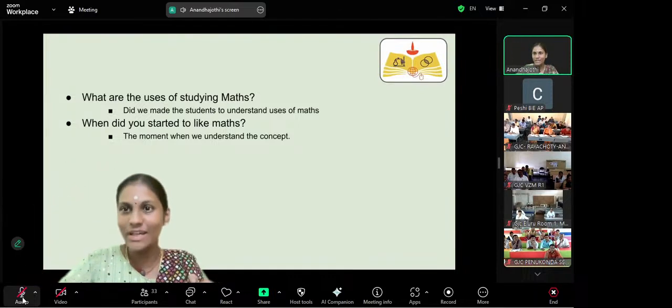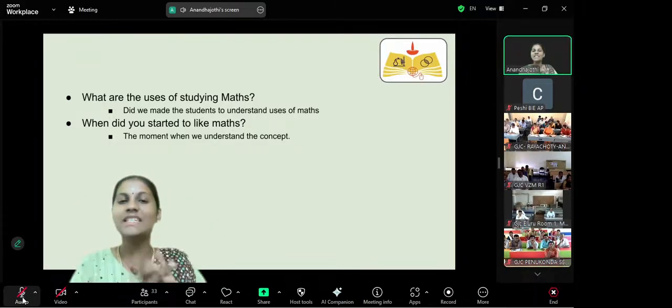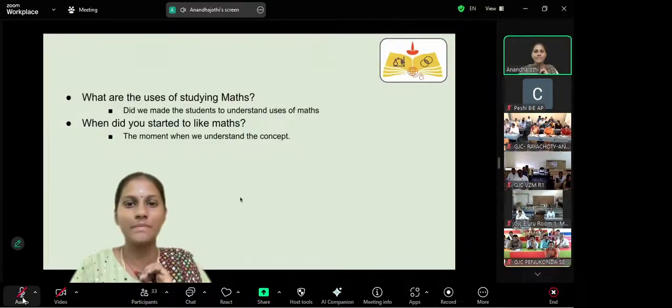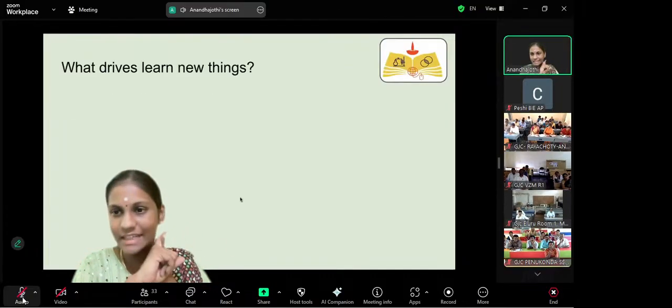Now I love the subject. That's the mantra of maths. Not only the mantra of maths, the mantra of any subject is: understand the concept. So the first mantra is understand the concept.